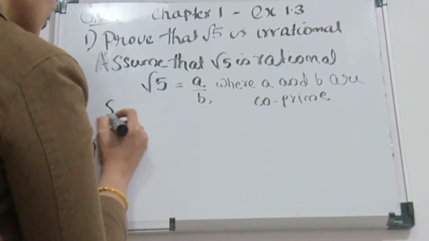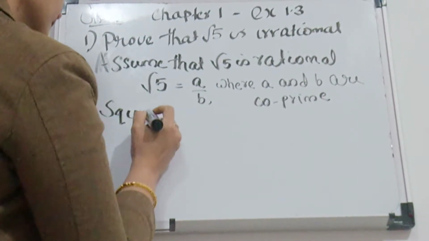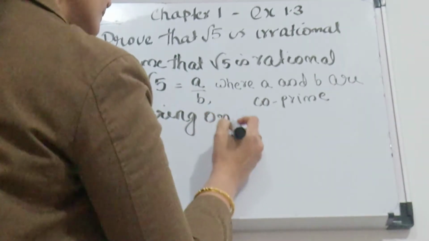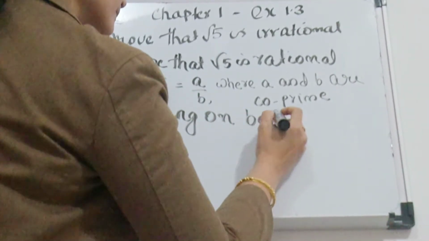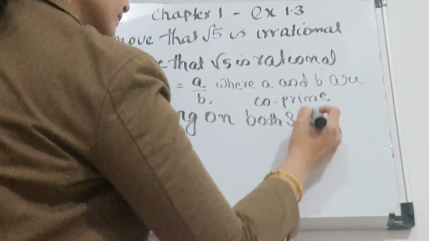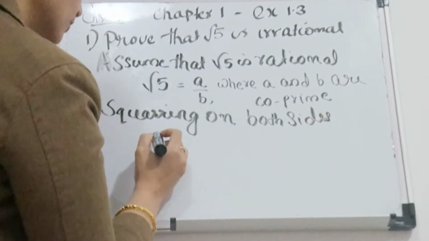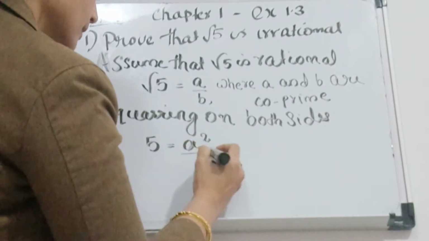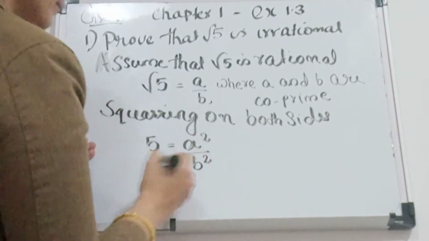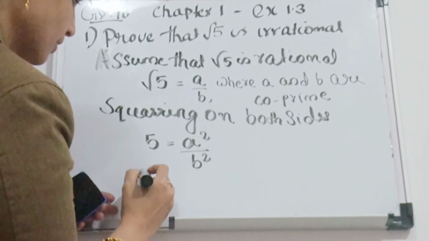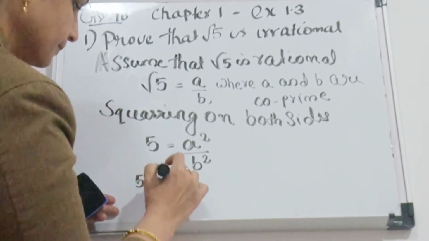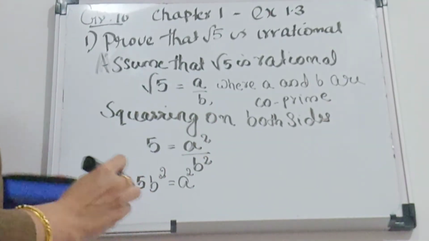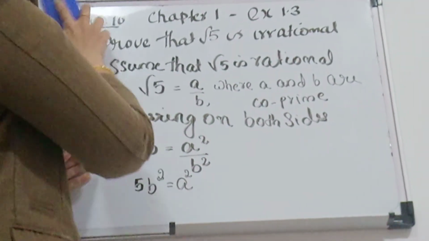Now, squaring on both sides. So 5 equals a square by b square. Now rearrange: 5b square equals a square.